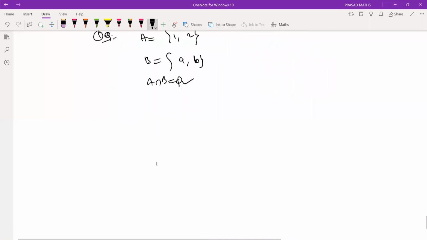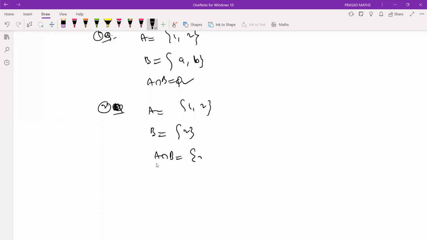Yes. Right. Suppose you take another example. A is equal to 1, 2. B is equal to 2. Are they disjoint? No, sir. The intersection of A and B is 2, which is not empty. Therefore, they cannot be disjoint. Now, the third one, the difference.